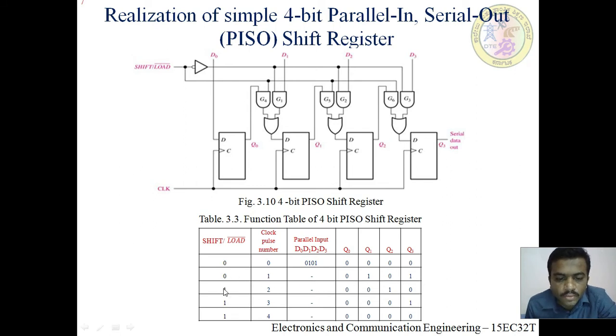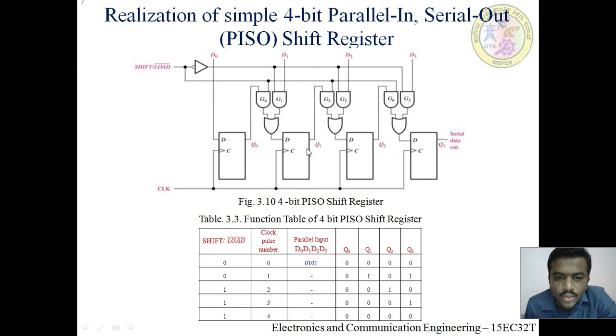When the second clock pulse is applied, the value of Q0 will be shifted through the AND gate G4 and through the OR gate to the second flip-flop, and this value will appear at the output of the second flip-flop. It means that the value of Q0, which is 0, will be shifted to the output of the second flip-flop, and it is denoted as Q1.